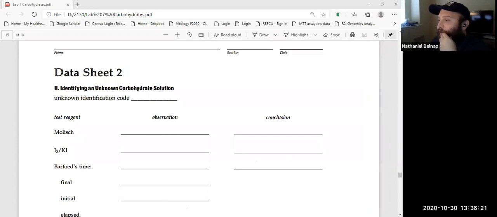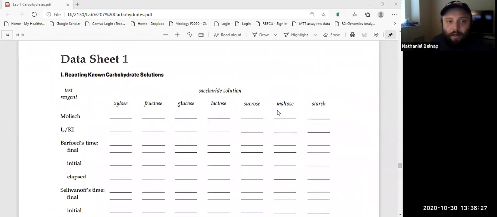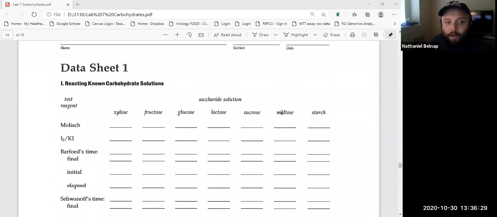You have everything that you need. You just write down your unknown code, and then based on what we see, you're gonna see which ones are positive. So for example, for the Molisch test: xylose, fructose, glucose, lactose, sucrose, maltose, right? It's gonna go positive or negative, positive or negative. And then as you go through that, you're gonna look at your unknowns.